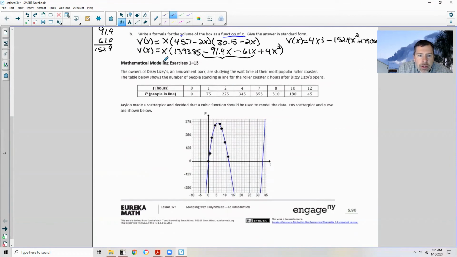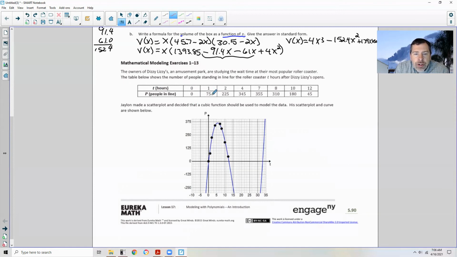All right, mathematical modeling exercises 1 through 3. The owner of Dizzy Lizzie's, an amusement park, are studying the wait time at their most popular roller coaster. The table below shows the number of people standing in line for the roller coaster T hours after Dizzy Lizzie's opens. Okay, so at 0 hours, nobody's in line. The place just opened. You've got to get through the gate. You've got to get to the ride. So at 0 hours, nobody's there. So at opening, no one's there.